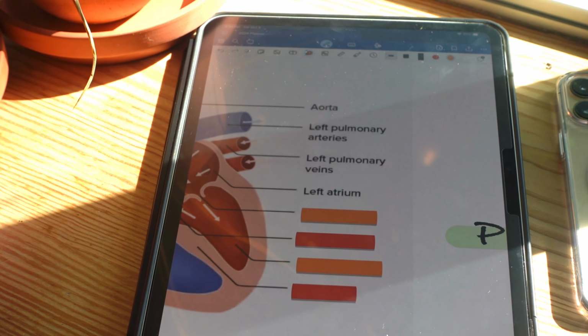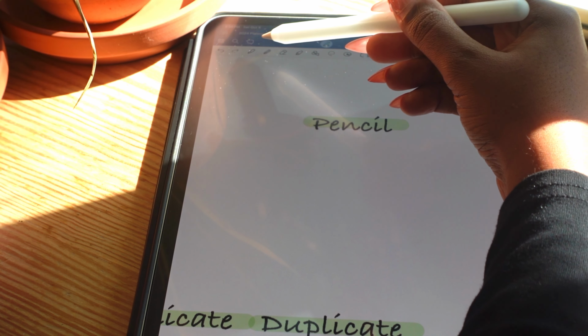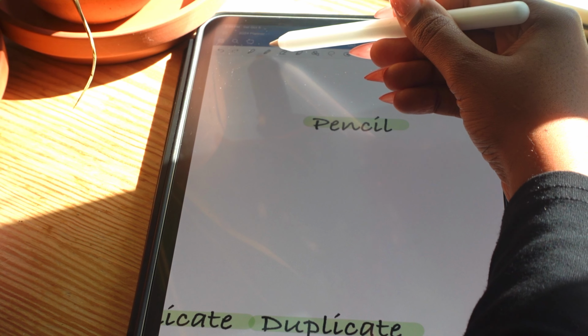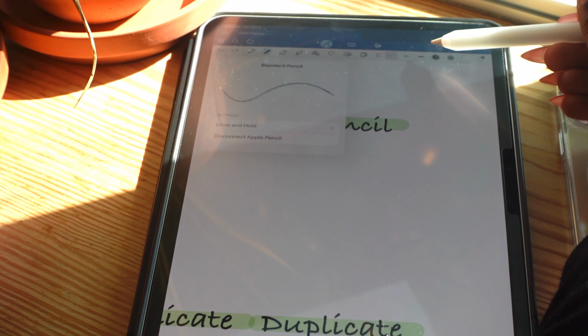Next up, we have the pencil tool. I'm just showing you this, also pretty simple. It's new. I am still using the pen tool. The pencil tool obviously writes like a pencil, looks like a pencil. You can change the color and the thickness.